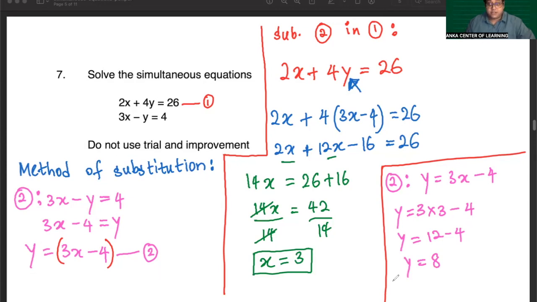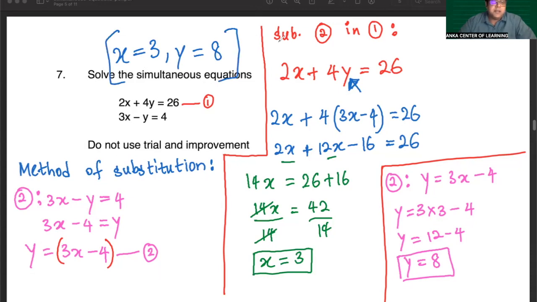So we have now found the values of x as well as y. The final answer to this question is x equals 3 and y equals 8. These are your answers to this simultaneous equations.